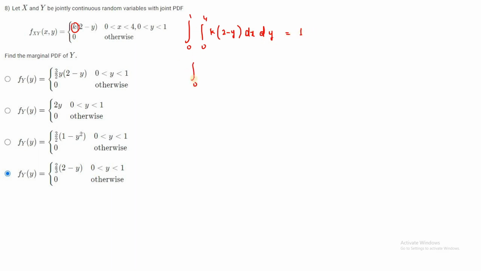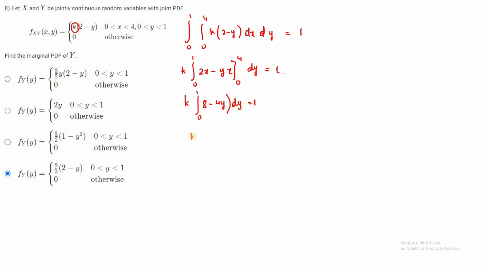So integral 0 to 1, what is the integration of this? If we take k outside, I'll keep k here. 2 minus y is there. With respect to x, that is 2x minus yx. What are the limits? Limits are 0 to 4, dy is equal to 1. Again k into integral 0 to 1. If I put 4 here, 4 into 2 is 8 minus 4y into dy is equal to 1.